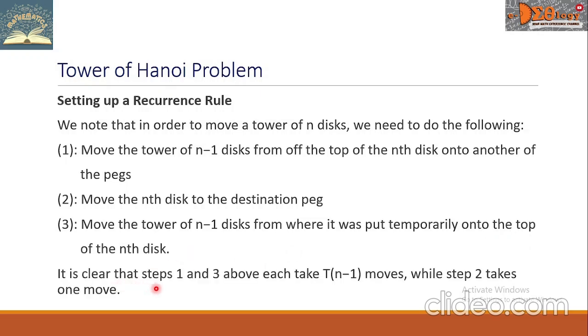It is clear that steps 1 and 3 above each take T of n minus 1 moves, while step 2 takes 1 move. Hence, we have T of n is less than or equal to 2 times T of n minus 1, then plus 1.